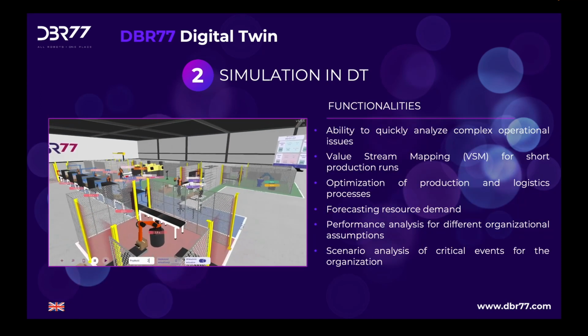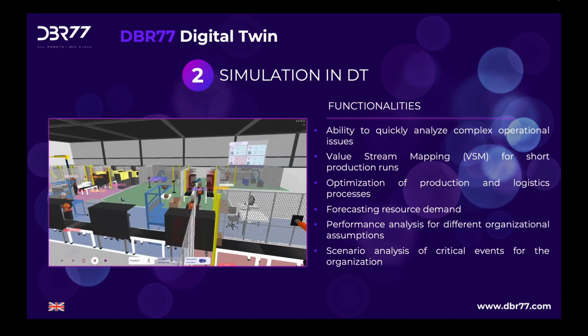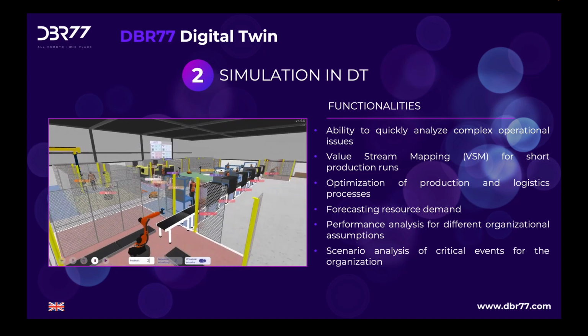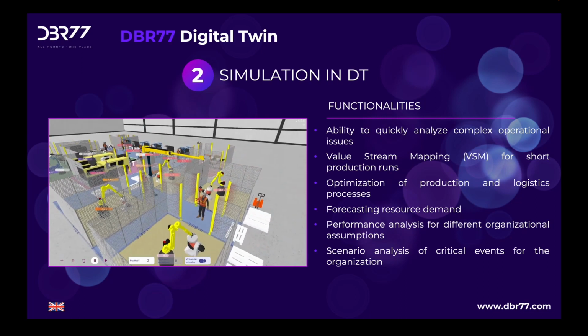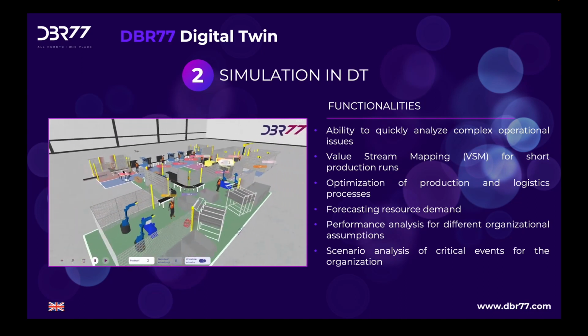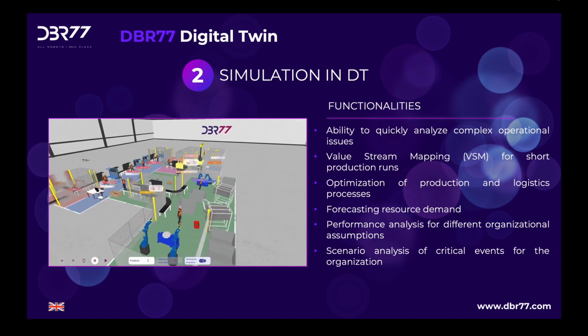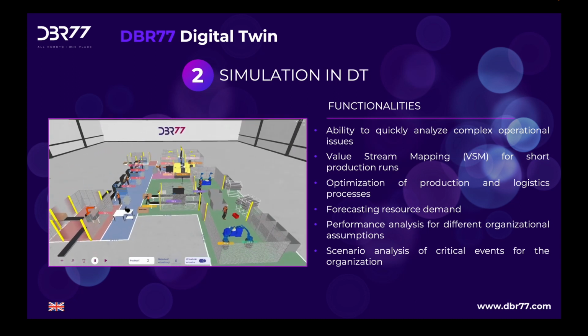The DBR77 digital twin and its simulation version opens new possibilities for operational analytics, enabling rapid analysis of even the most complex issues. Thanks to the value stream mapping, VSM, for production series, companies can accurately track and improve each step in the supply chain. Production and logistics processes undergo continuous optimization, and precise forecasting of resource requirements ensures operational fluidity. This tool also offers a detailed performance analysis under various organizational configurations and allows for scenario analysis, which is crucial for identifying and managing critical events in the organization.